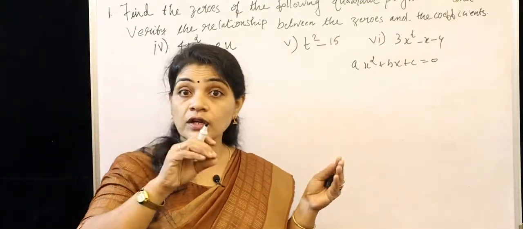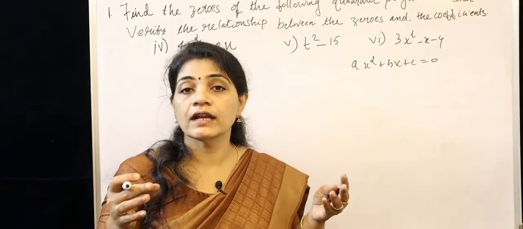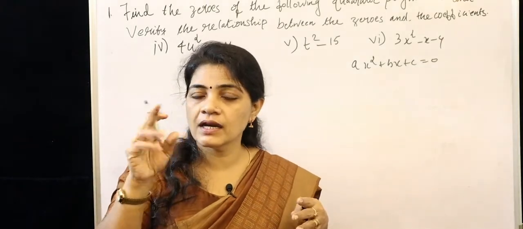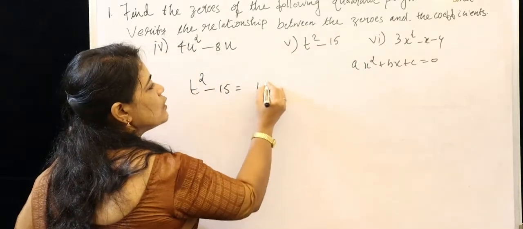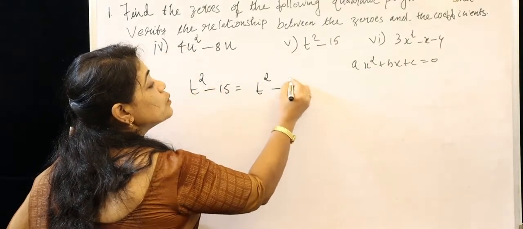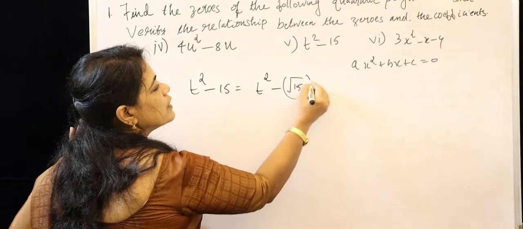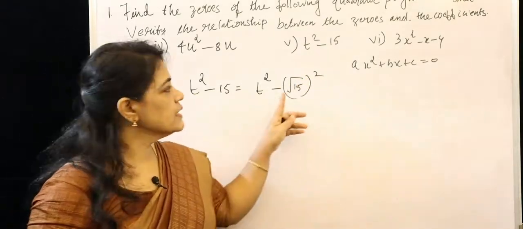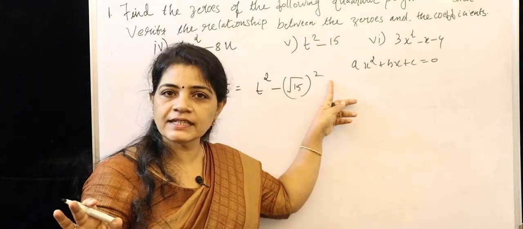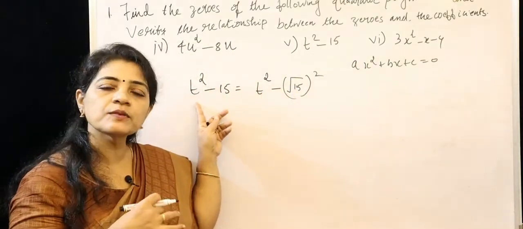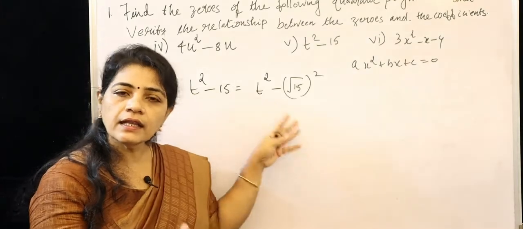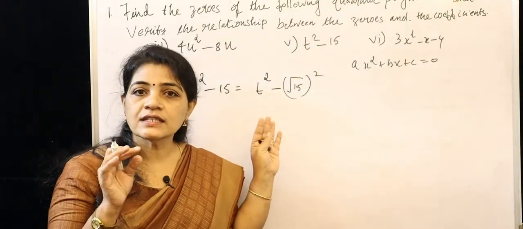Or if a non-square number comes, what happens? You have to keep that number under square root. Doesn't matter. What I said is t square minus root 15 whole square. See children, this root sign and square term get cancelled, so 15 comes. So we got an equivalent expression in the LHS and in the RHS also. So children, this is very important.